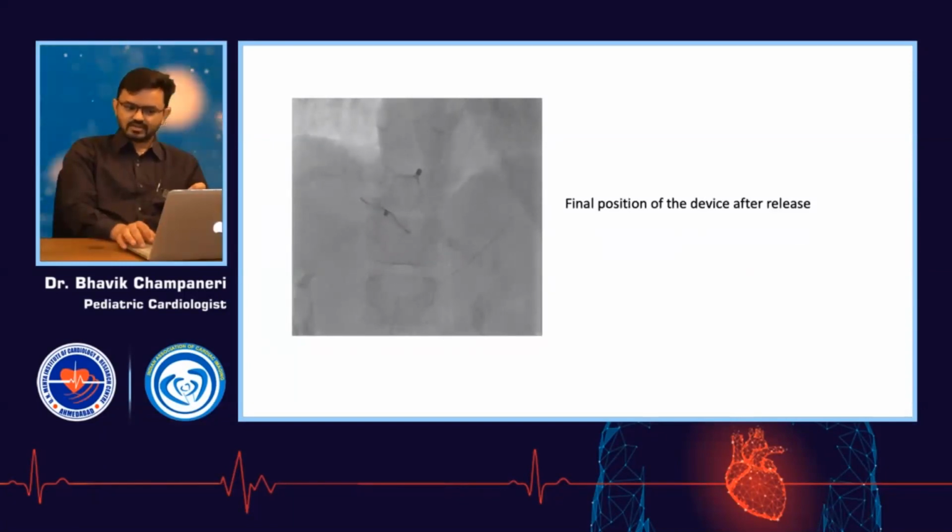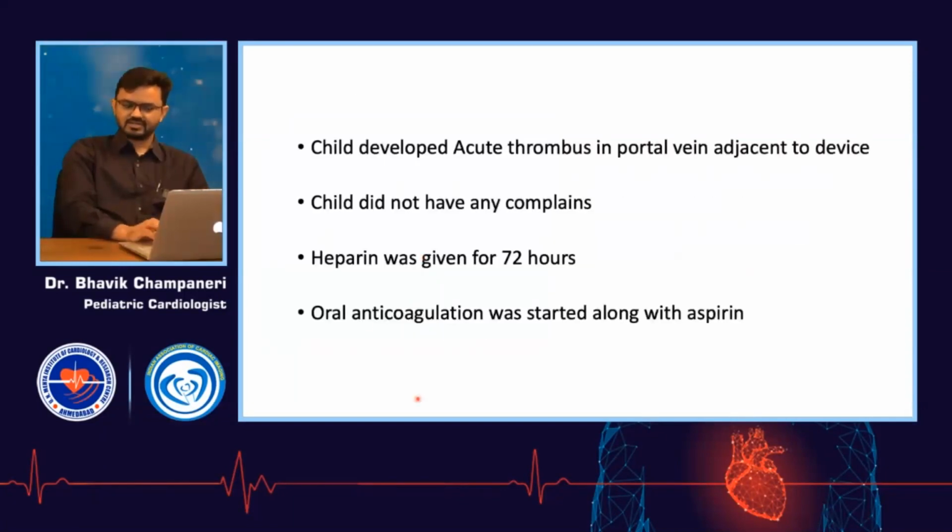But there has to be a complication. This patient actually developed acute portal venous thrombosis the next day, very close to the device site. That was very alarming for us, but luckily the child did not have any complaint. So we heparinized the child. Heparin was continued for 72 hours. He was started on oral anticoagulation and aspirin and was discharged after keeping this patient for nearly 1 week in hospital.